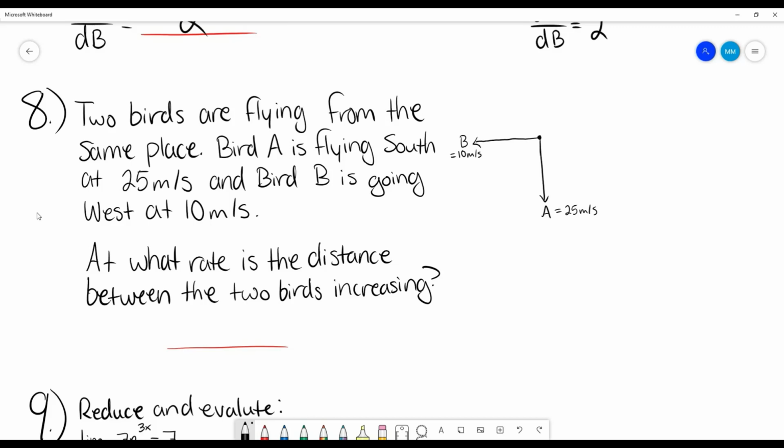Well, I know that if I want to find the distance between the 2 birds, then that's going to be this right here, right? And we'll represent that with D. So the distance between the 2 birds is whatever this length here is. And instead of meters per second, we're just going to use an x to represent our meters per second, because that's our time, right? So A is moving at a speed of 25x, and bird B is moving at a speed of 10x, okay?